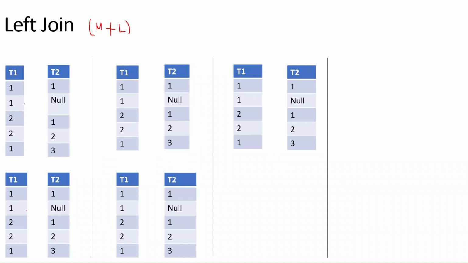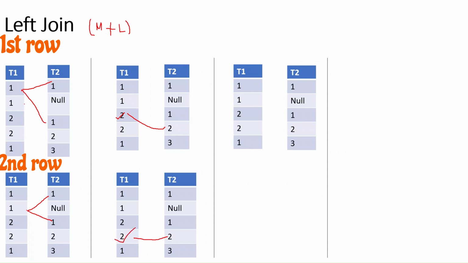Now first take the first row. The first row is matched with the second table, 2 rows are matching. Then take the second row. In the second row also, 2 rows from the second table are matching. Now take the third row. The third row is 2, and it is matched one time in the second table. Then take your fourth row. This fourth row is matched only one time. Then the fifth row is 1, and it is matched 2 times.